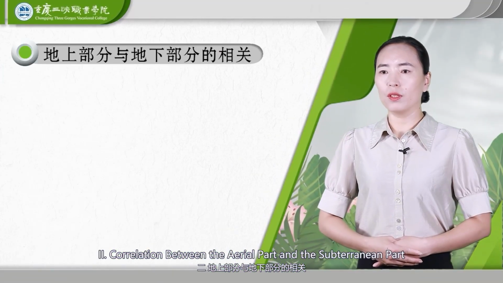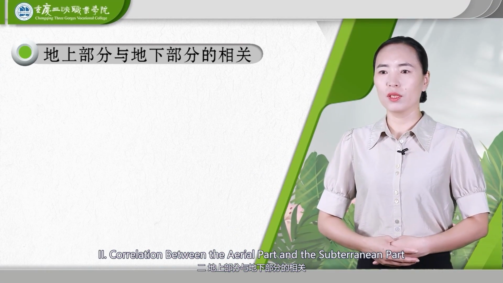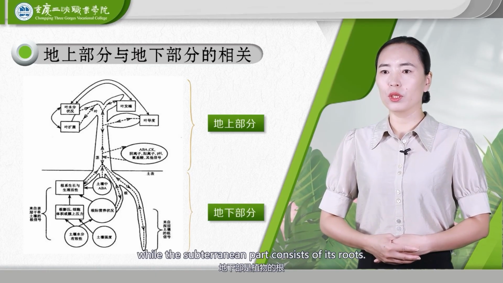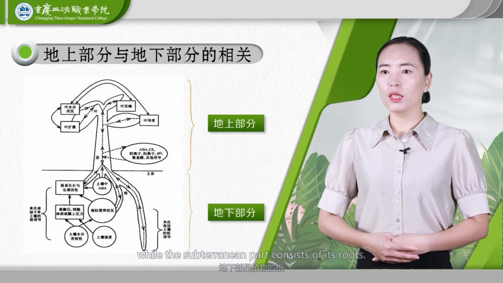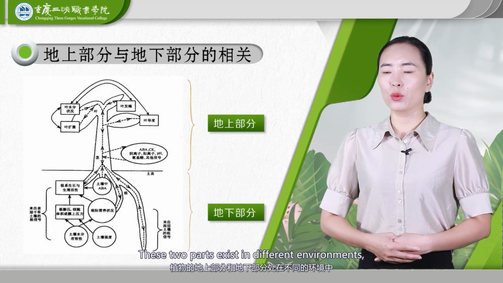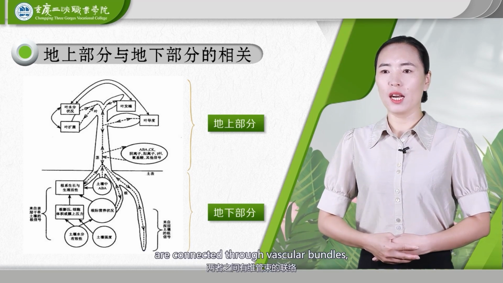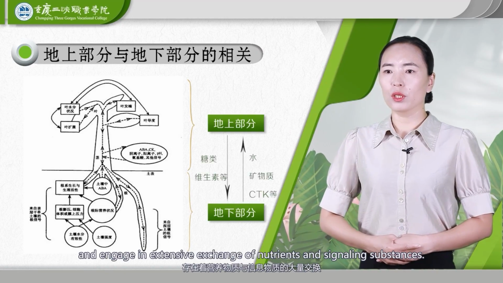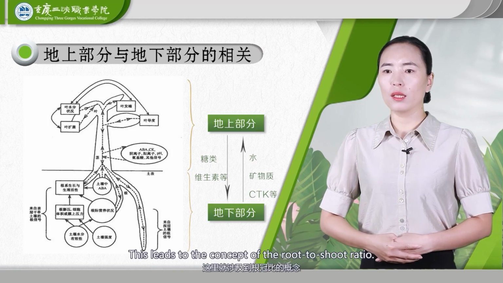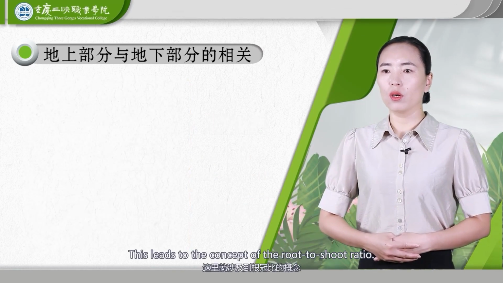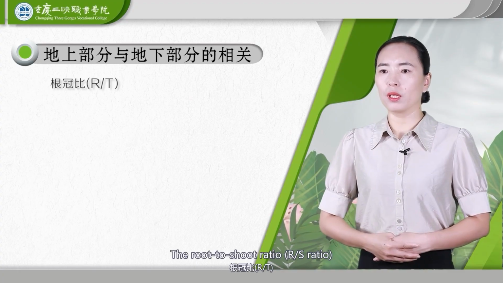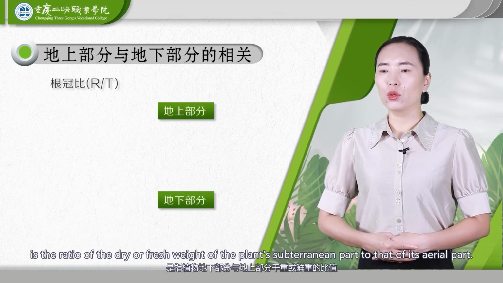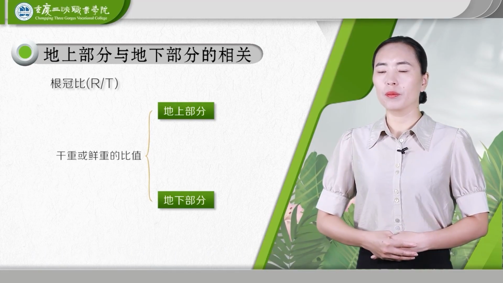2. Correlation between the aerial part and the subterranean part. The aerial part of a plant consists of its stems and leaves, while the subterranean part consists of its roots. These two parts exist in different environments, are connected through vascular bundles, and engage in extensive exchange of nutrients and signaling substances. This leads to the concept of the root-to-shoot ratio. The root-to-shoot ratio, RS ratio, is the ratio of the dry or fresh weight of the plant's subterranean part to that of its aerial part.